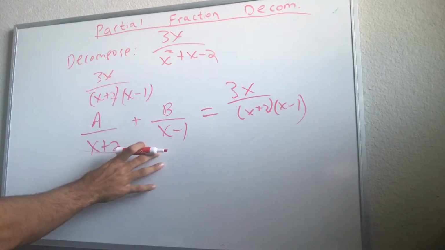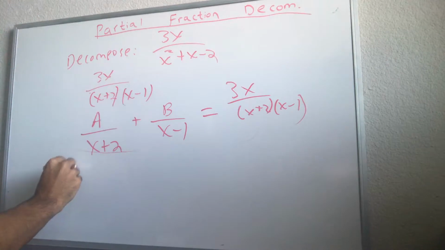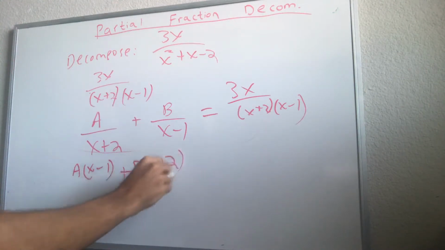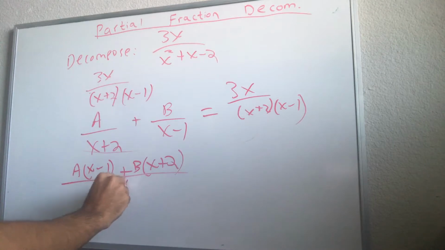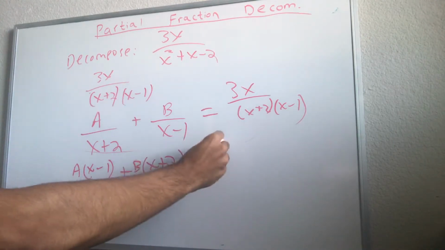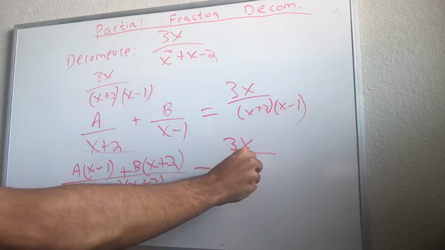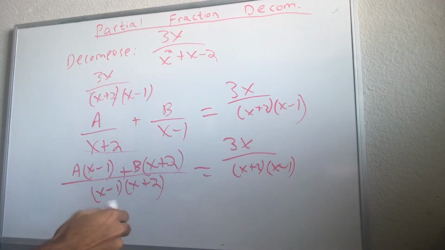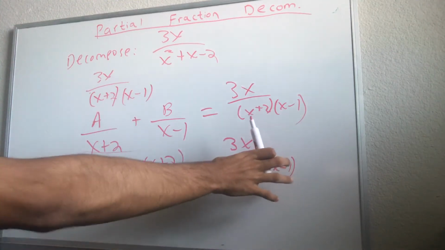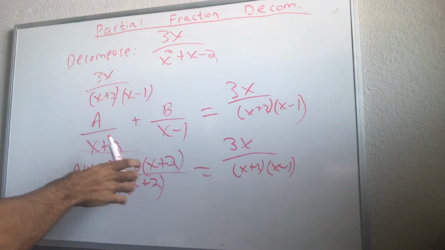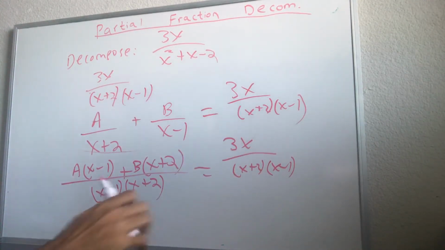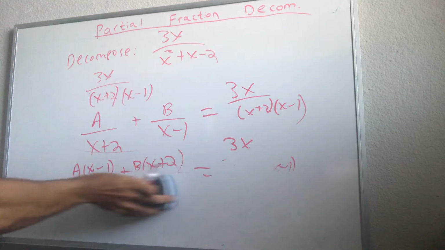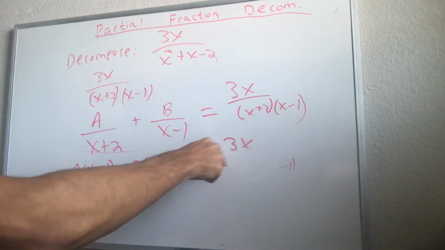Now, if we have something like this, we can obviously find the common denominator. Again, we would just do a times x minus 1 plus b times x plus 2, all over x minus 1 times x plus 2, and we have this equal to 3x divided by x plus 2 times x minus 1. You can see here that the denominators are the same. And because this expression is equal to that expression, we can deduce that the numerator must be equivalent to 3x.